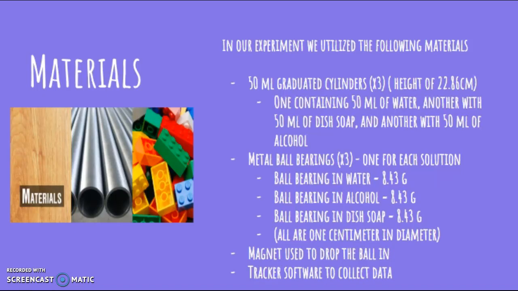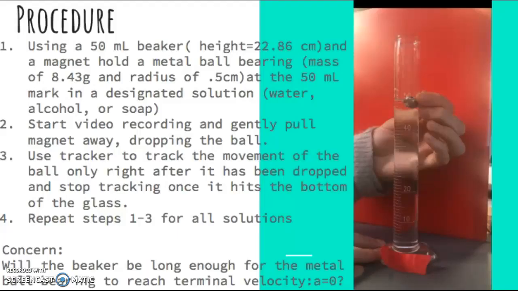The three solutions we used were water, isopropyl alcohol, and dish soap, and we used metal ball bearings that were 8.43 grams. Here's the procedure we used. We used the same metal ball bearing to reduce error from variations in weight. Also, we always started at the 50 milliliter line and tracked the ball until the first bounce.